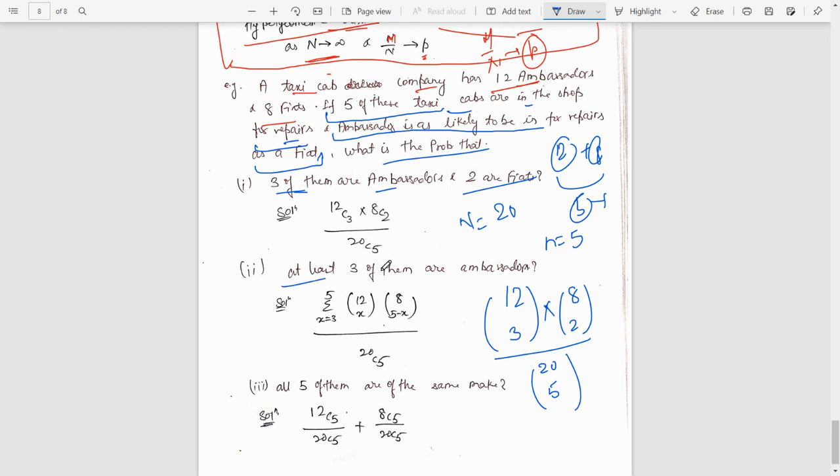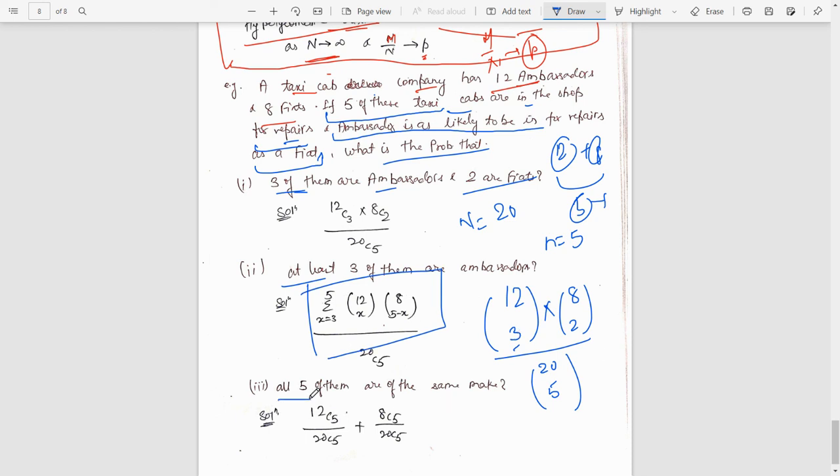Okay, it's saying that at least three of them are Ambassadors. So the number of Ambassadors will be three, then again it will be four, then again it will be five. So you have to take three, then if it's three, the Fiats will be five minus three. If it's four, it's five minus four. Obviously, this summation justifies your answer.